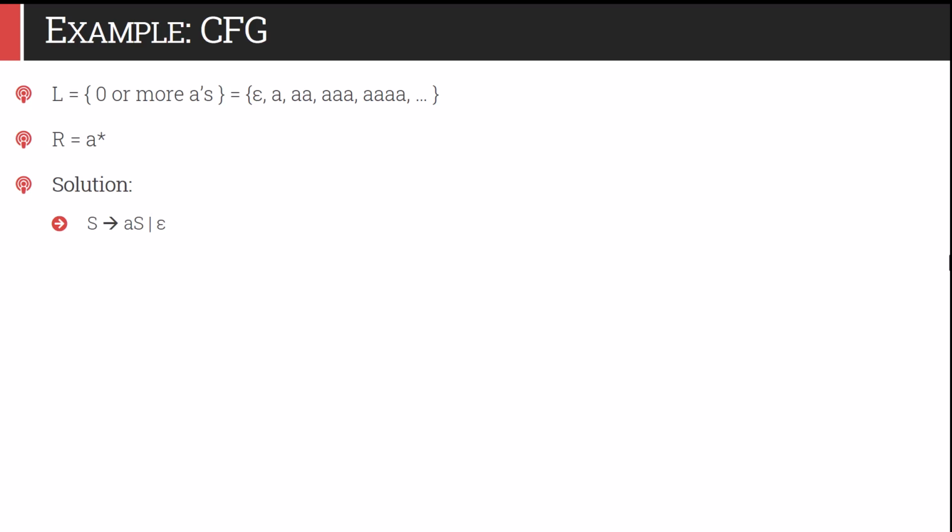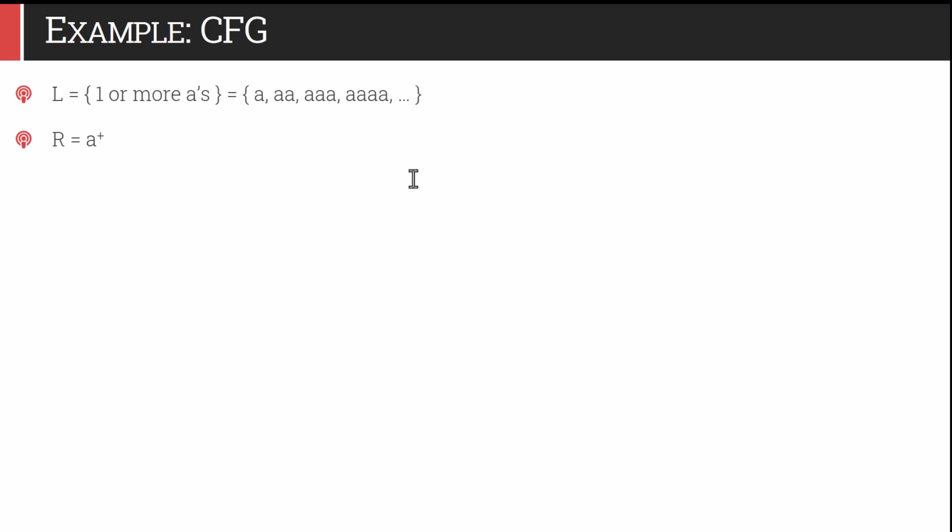And we want to generate one a, two a's, three a's, four a's, infinite a's. So there should be some recursive definition to generate a. What we are doing is simply writing S gives aS. Depending upon the number of a's, we can keep iterating this S. And when we want to terminate, we will replace that S by epsilon.